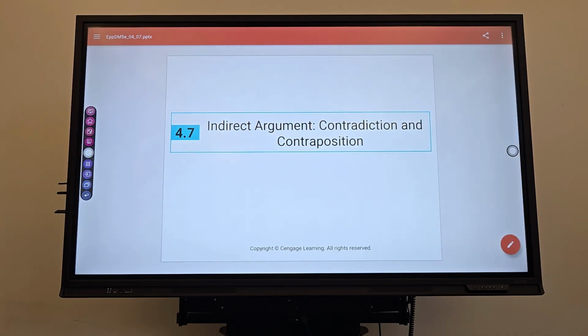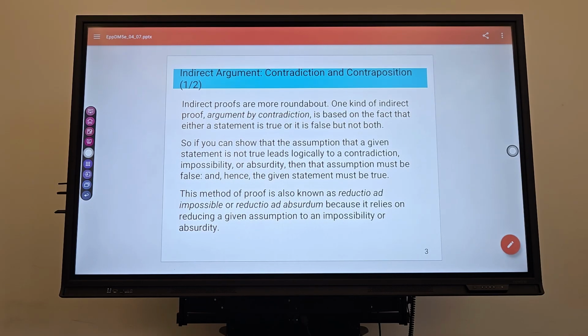Indirect argument. Contradiction and contraposition. Up until now, we've been just talking about direct proofs. We'll be doing more indirect proofs now. Indirect proofs are more roundabout. One kind of indirect proof, argument by contradiction, is based on the fact that either a statement is true or it is false, but not both.